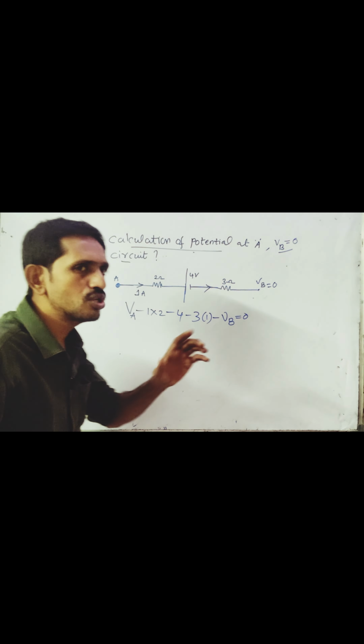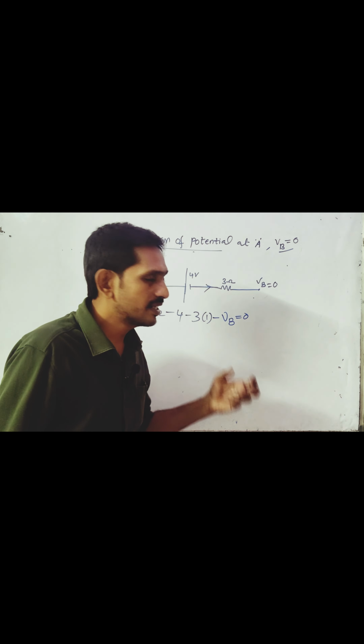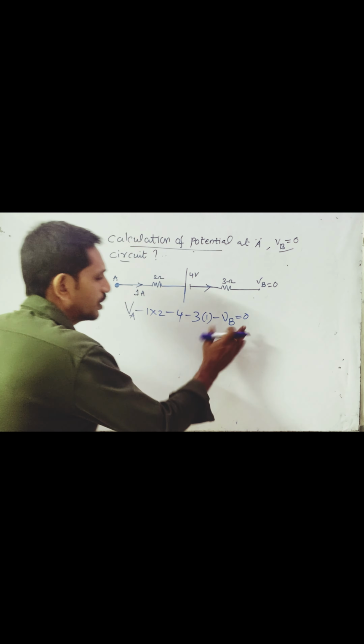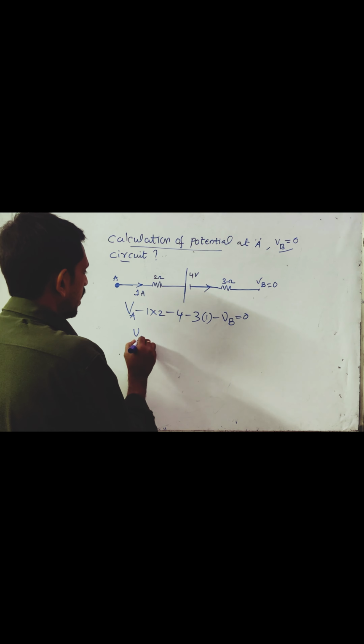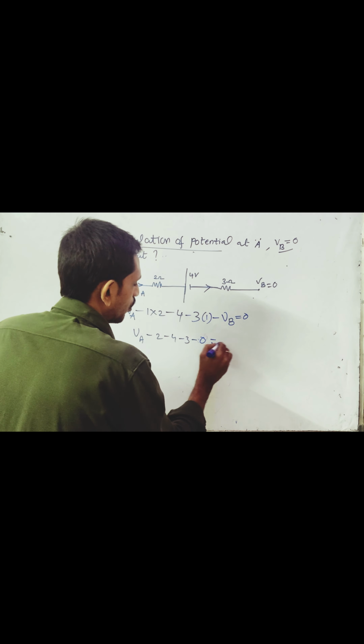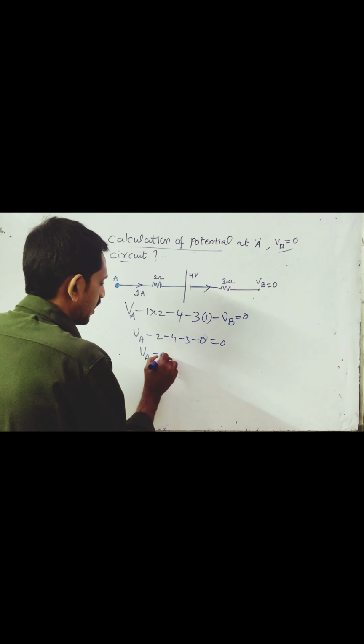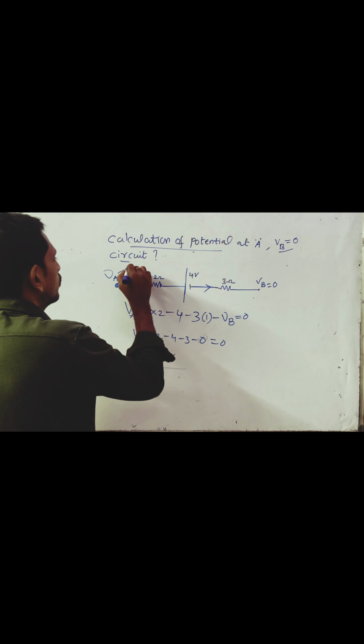What is KVL? The algebraic sum of the increases and decreases in voltage across all elements in a closed path is equal to 0. That's why I can assign 0. Okay, now I want to solve for VA. VA minus 1 into 2, minus 4, minus 3, and minus VB. What is the VB value? 0, equal to 0. Now VA is equal to minus 2, minus 4, minus 6, minus 6, minus 3, minus 9. If you bring that to the other side, this is 9 volts. So the potential at VA is equal to 9 volts.